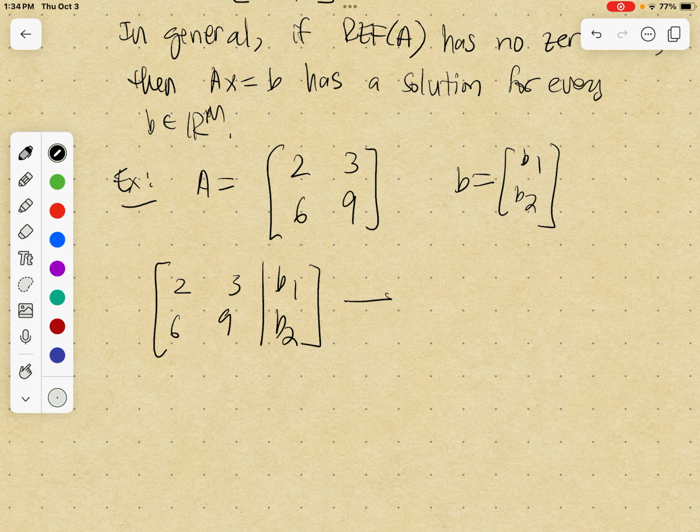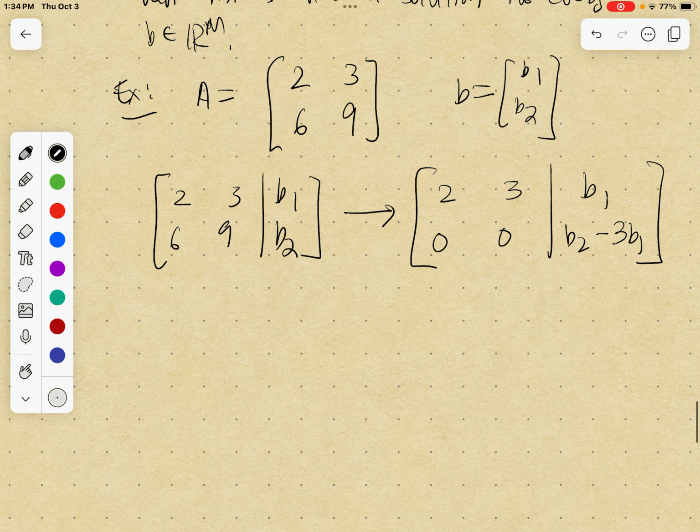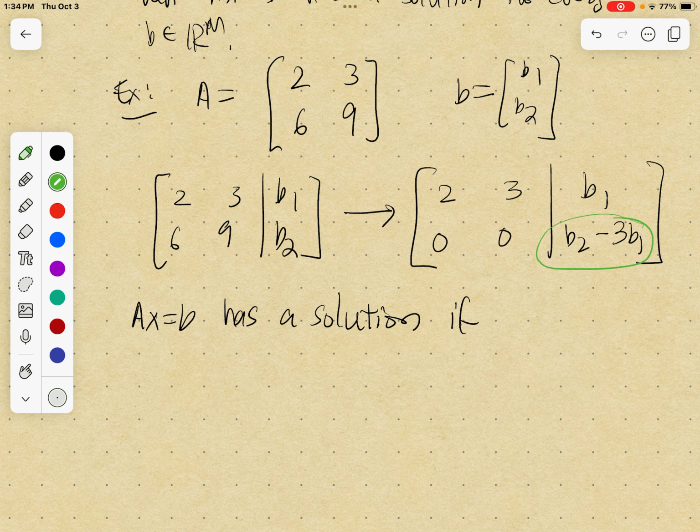Well, when you do this, you're going to do row 2 minus 3 row 1 again, and then you're going to get this: 0, 0, B2 minus 3 B1, correct? Yeah. So when does this have a solution? AX equals B has a solution. See, now it depends on what B is. It has a solution if this thing is 0.